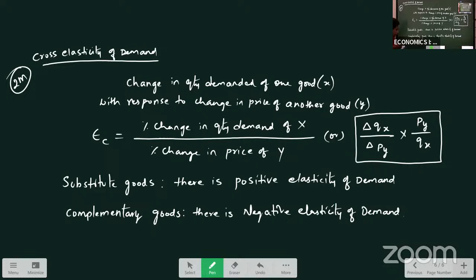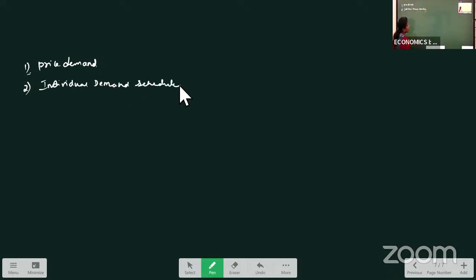So just see the VSAQs, we will discuss what all we have discussed already here. Right. So first one, we have price demand. What is price demand? It explains the relation between price and quantity demanded. So there is a negative relation between price and quantity demanded. Then next question, individual demand schedule. Schedule means what? List. So list of various quantities demanded by a consumer at different price levels. Okay, by individual consumer we can say.